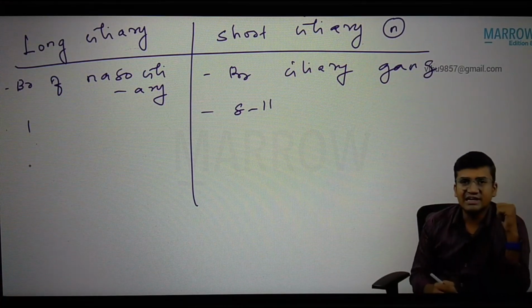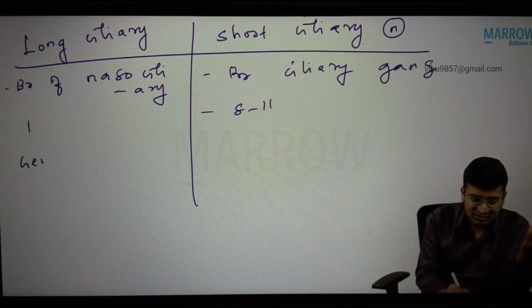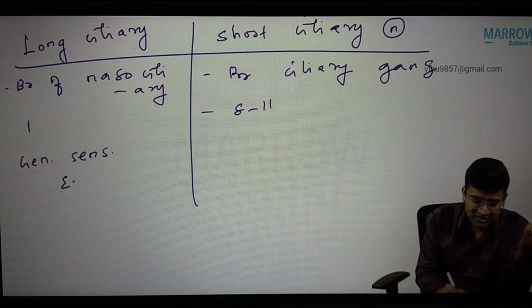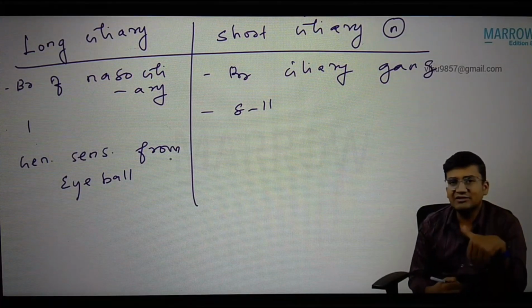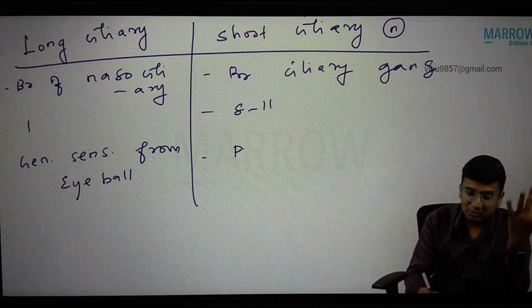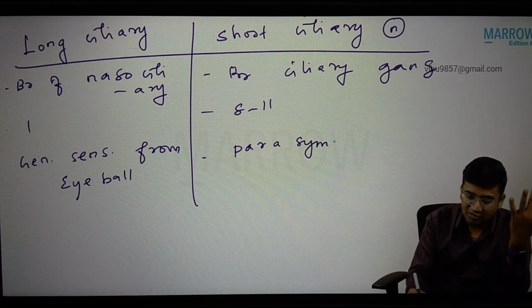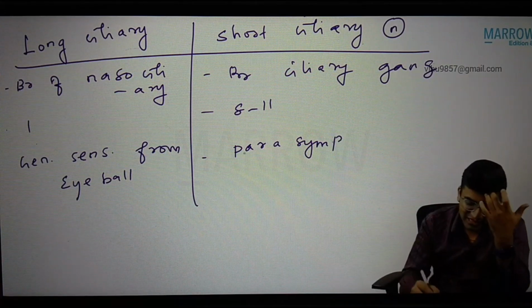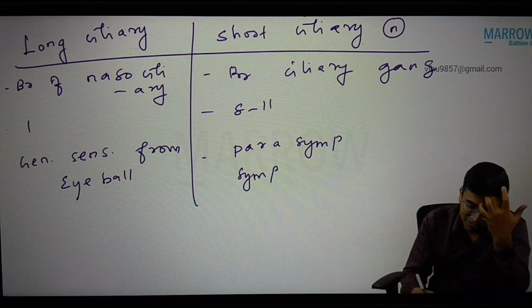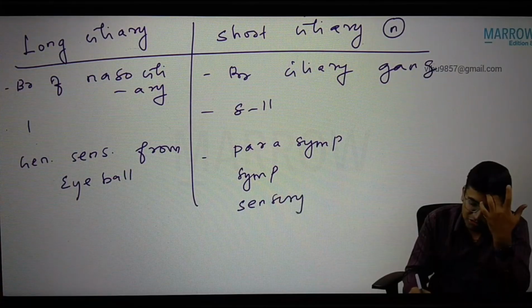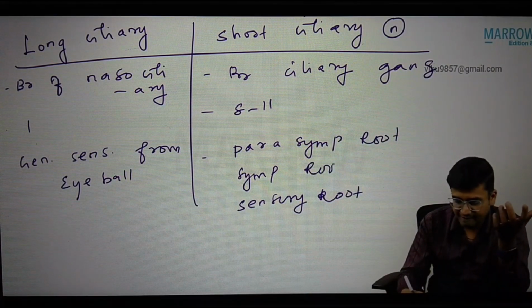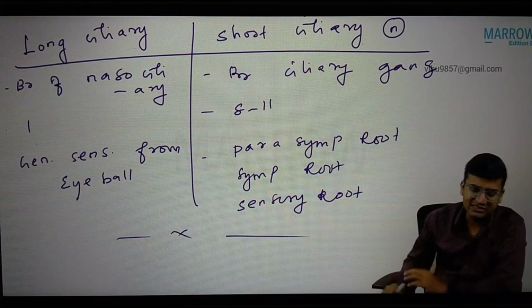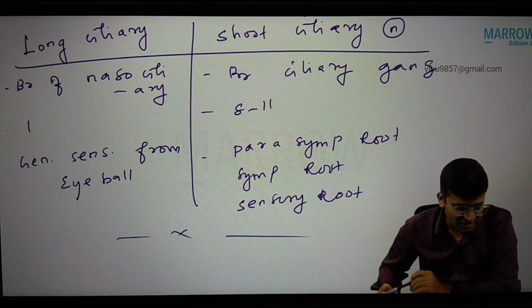Now what is the function of the long ciliary nerve? It carries general sensory fibers from the eyeball. Whereas the short ciliary nerve carries all 3 roots: parasympathetic root, sympathetic root, sensory root. All the roots are carried by our short ciliary nerve only. Right, so these are some basic differences between the short ciliary nerve and the long ciliary nerve. And that's all about the ciliary ganglion.